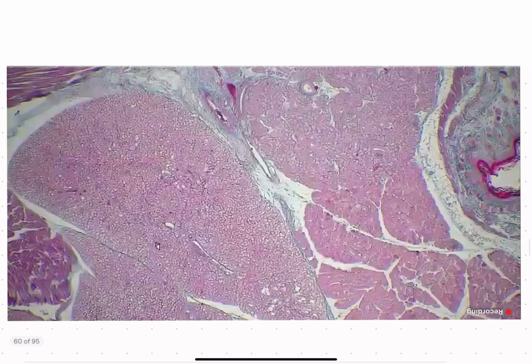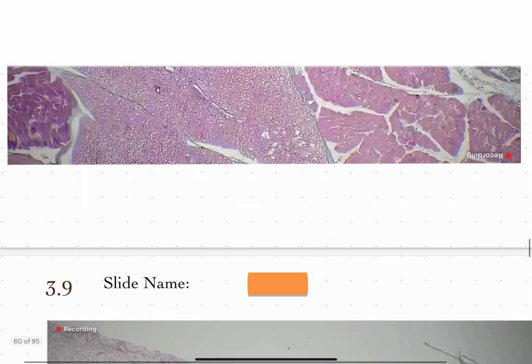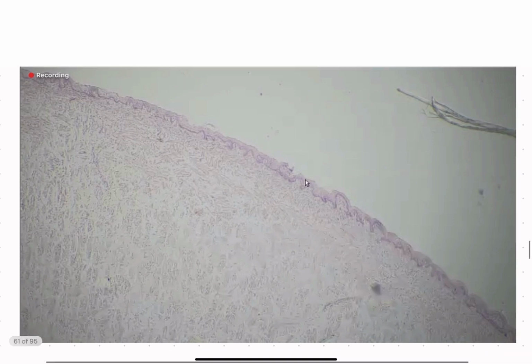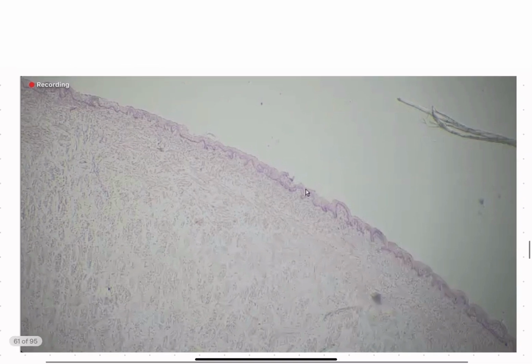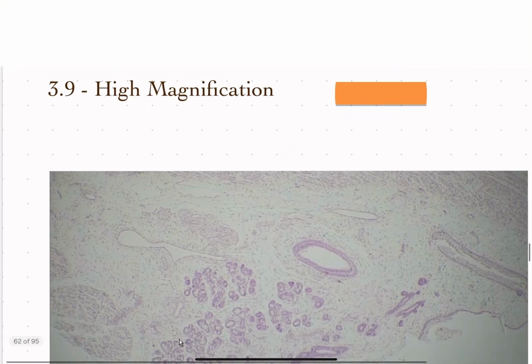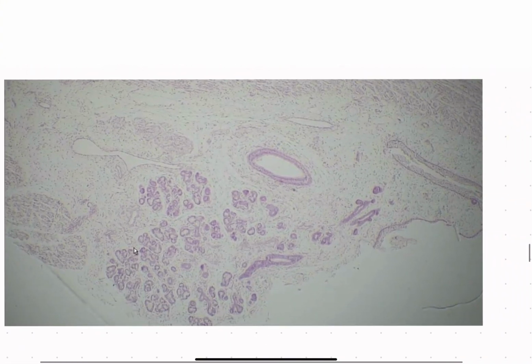Now on to the next slide. Here we go. This is what it looks like. So please write down the name for this slide. And then going towards the bottom lower half of the slide and zooming in, we see something like this. So in this case, I'd like you guys to write down the structure name for this area.